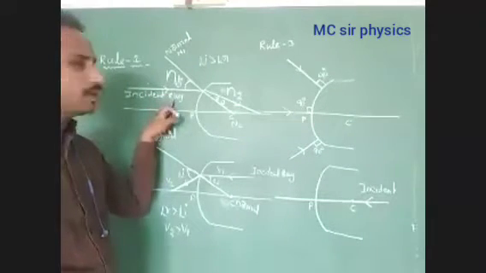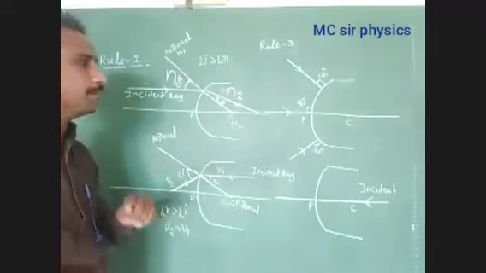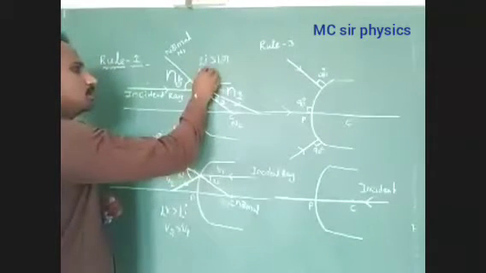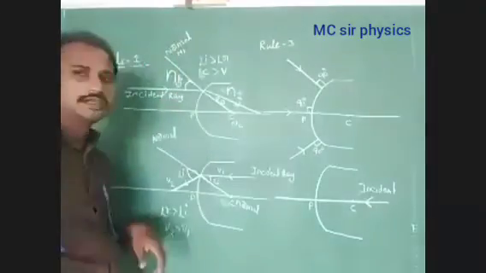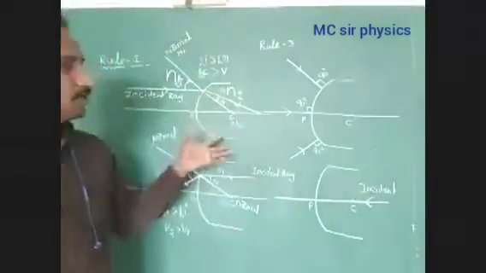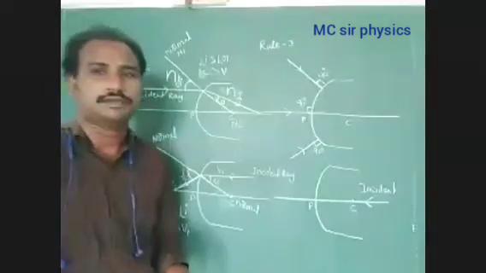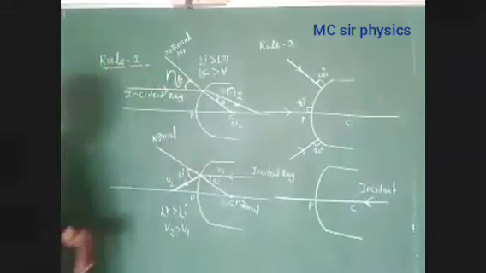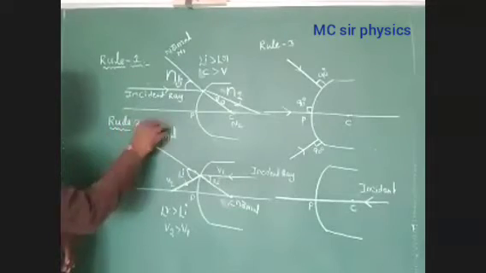The speed of light in the rarer optical medium is more than the speed of light in the denser optical medium. This represents the point: speed of light C greater than V. C represents the speed of light in the air medium, and V represents the speed of light in the denser medium. C greater than V. Okay, so it represents rule 1 and rule 2.